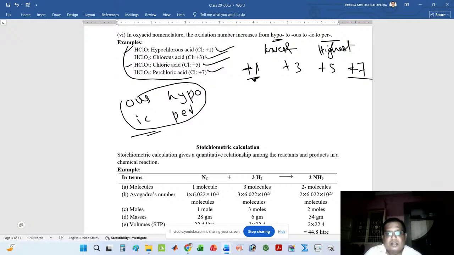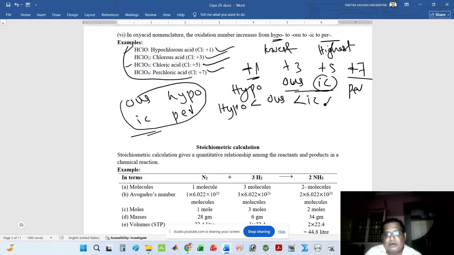So for plus 1, the lowest, you use the prefix hypo. For the highest, you use per. And again, the -ous and -ic are used for the middle ones. So the order is hypo, then -ous, then -ic, then per.